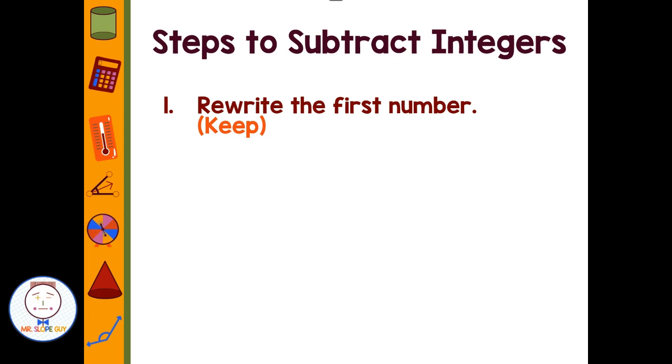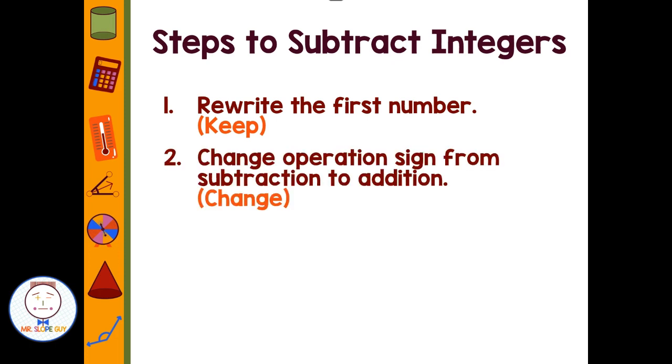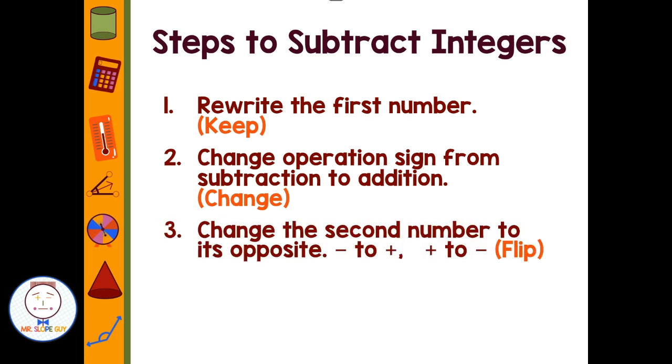Steps to subtract integers. Step 1, we're going to rewrite the first number. If we wanted to put that in one word, that is our keep. Step 2 is to change the operation sign from subtraction to addition. That's the change. Step 3 is to change the second number to its opposite. If it's negative, change it to positive. If it's positive, change it to negative. That is the flip. So our first three steps are keep, change, and flip.